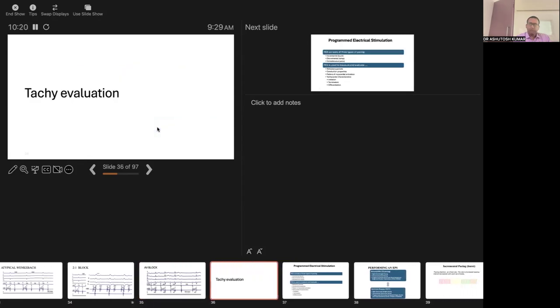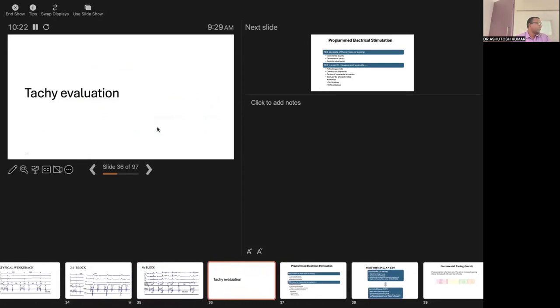Now according to the proper class for today. So infra-His and supra-His are clear. SNRT is clear. These are the two things for the Brady protocol. Before that, whatever you have to measure: the basic interval, AH interval, HV interval, QTc, PR, all those things. So that is a baseline followed by the Brady protocol.